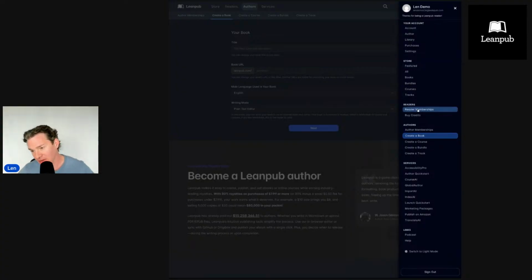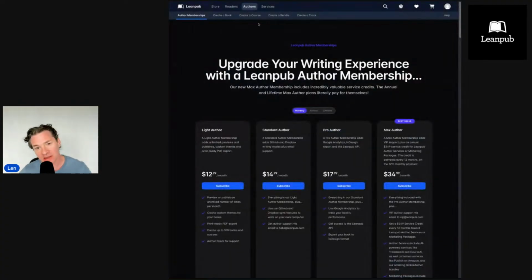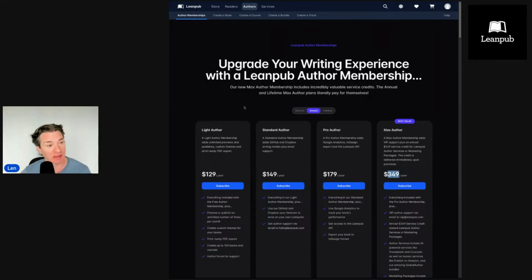I highly recommend you look around at the author memberships. If you're currently a Leanpub author or you're thinking of being one, remember again, if you get an annual Max author plan for $349, each year, not just once, each year you'll get a $349 service credit, the same cost as the author membership, to do things that can help translate your book, promote your book, things like that. So that's really helpful.